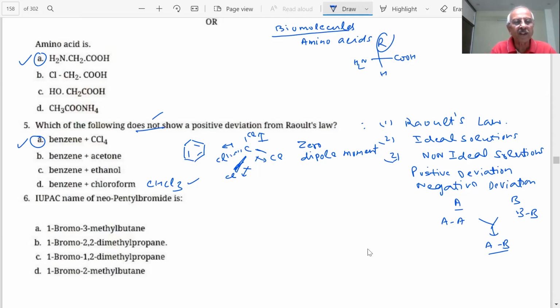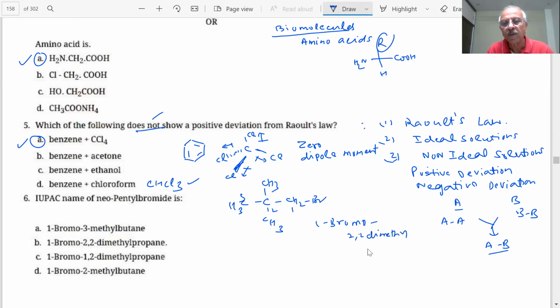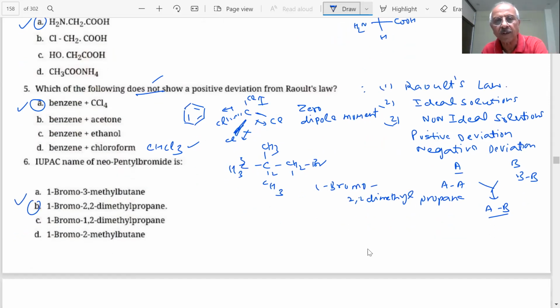And we talked of the IUPAC name of neopentyl bromide. What is neopentyl bromide? We told you how to write it, student. This is our neo group. When a carbon is attached to 4 other carbons, this is a neo carbon. So what will be the name of this? This will be 1-bromo-2,2-dimethyl propane, student. So which matches with which? 1-bromo-2,2-dimethyl propane. B is the correct answer.